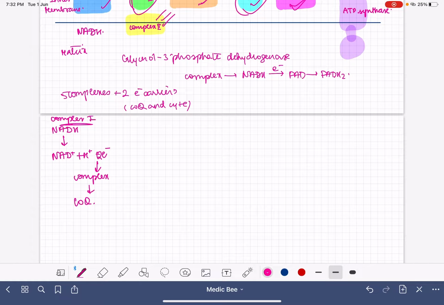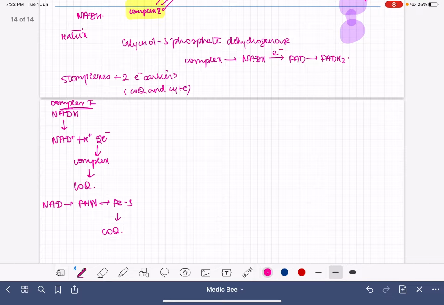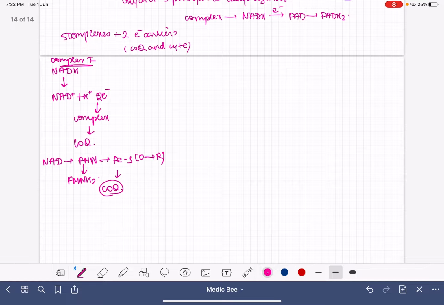The pathway is that from NADH, the electrons will be transferred to FMN. From FMN, they go to the iron sulfur complexes, and finally to coenzyme Q. FMN will accept them and get reduced to FMNH2. From FMNH2, electrons will reach the iron sulfur complex. From the oxidized state it will go to the reduced state, and again from the reduced state to the oxidized state by losing electrons to coenzyme Q. This is the process in complex 1.